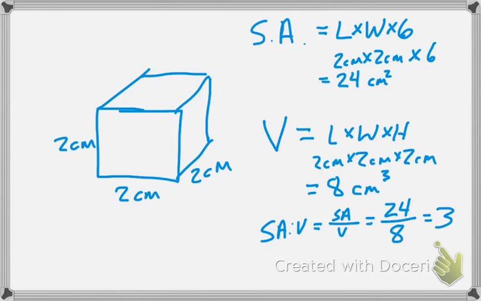That's all I got for you today. Hopefully you were able to follow through that. Hopefully you understand why this is relevant to cells, but also understand that surface area to volume ratio is relevant to other things besides just cells in science.